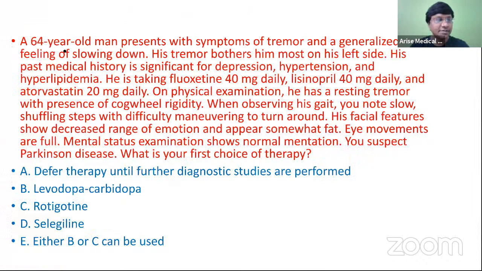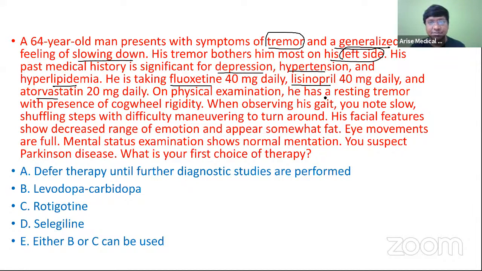We have a 64-year-old man who presents with symptoms of tremors and a generalized feeling of slowing down. His tremor bothers him most on his left side. His past medical history is significant for depression, hypertension, and hyperlipidemia. For depression, he is taking fluoxetine, for hypertension, he is taking lisinopril, and for hyperlipidemia, he is on atorvastatin.